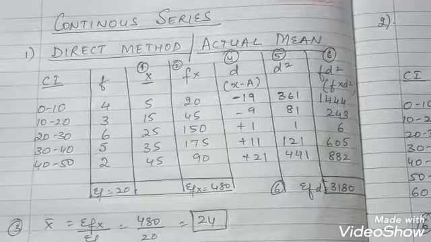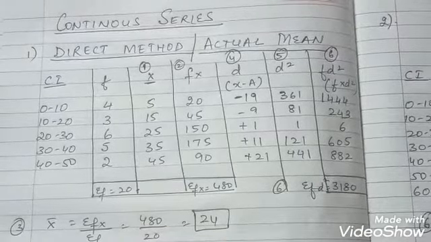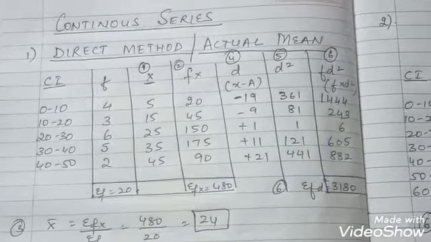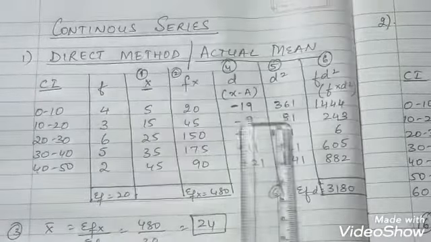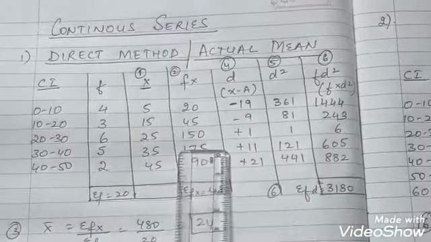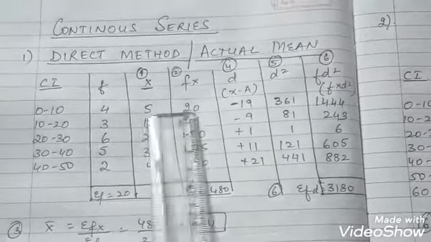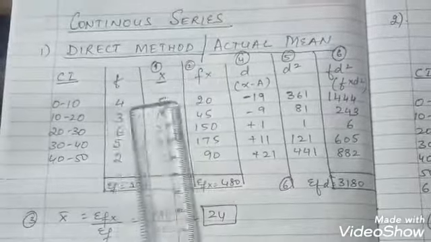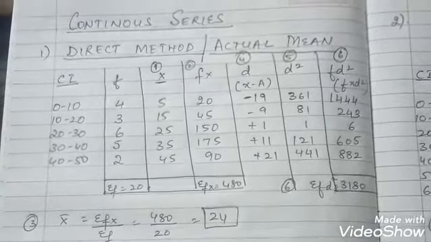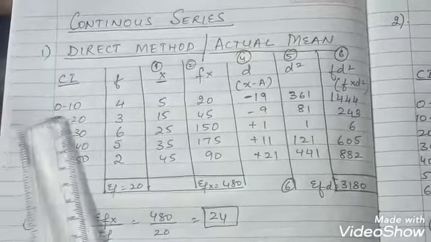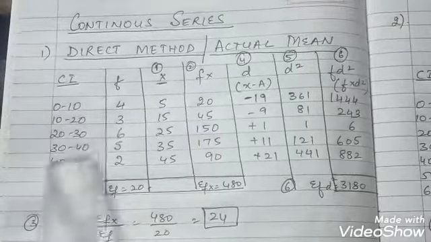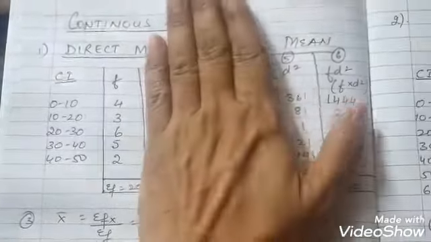Children, now calculating standard deviation in case of continuous series using direct method or actual mean method. So we are done with two series, that is individual and discrete series. We are doing the third series, which is continuous series. In case of continuous series, we are doing the first method, which is direct method. Children, the sum will be something like this: 0 to 10, 10 to 20, and so on, and frequency will be given to you here.